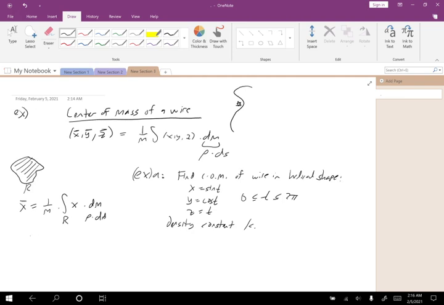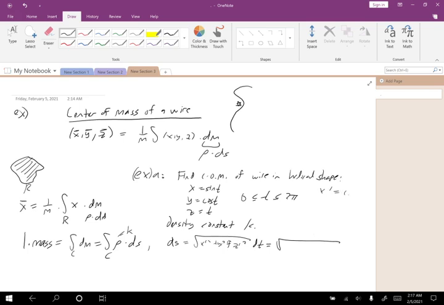So to get the mass, well, the mass will just be the integral of dm, in other words, rho times ds. And so we just need ds, because remember, rho is just k. So ds, again, is just that square root thing. So it's x prime squared plus y prime squared plus z prime squared. If we write out x prime, that's cosine, y prime is minus sine, and z prime is 1. So we should just get cosine squared plus sine squared plus 1. So it's, again, the square root of 2 dt.